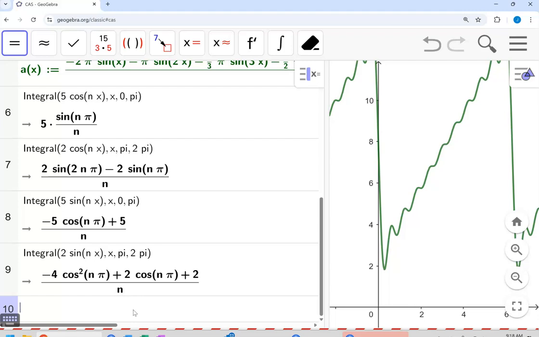I also need the constant, but the constant's not too bad. I should be able to do that one by hand. It's 5 from 0 to pi, and it's 2 from pi to 2 pi. And again, the constant is just integrate the function. Well, if I integrate 5 from 0 to pi, what am I going to get? 5 pi. If I integrate 2 from pi to 2 pi, what am I going to get? 2 pi. So if I add those two things together, I'll get 7 pi, right? That one's not too bad to do because it's just a constant function.